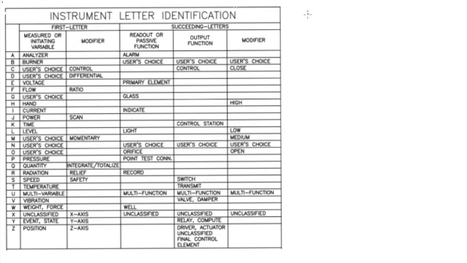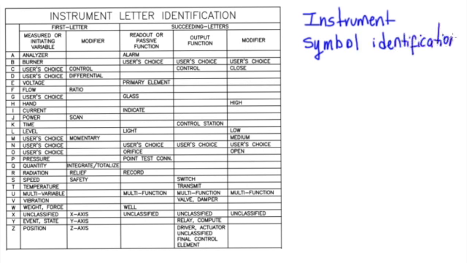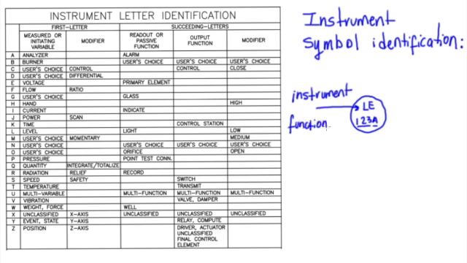This table here represents the instrument letter identification, and it is going to help us identify the symbols. So, for example, if we have a circle like this, we already know that it represents an instrument or a device and that it is locally mounted. Then, the first two letters represent the instrument function, and for this it will be a level at a primary element. Then this number here could indicate quantity or other supplementary data.